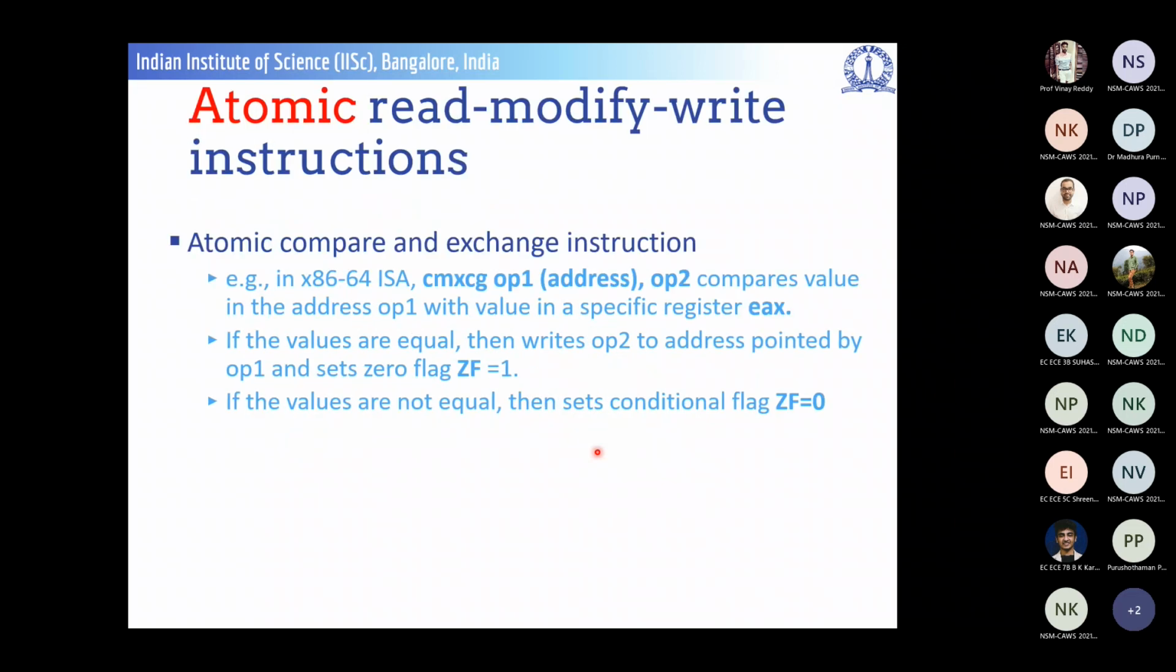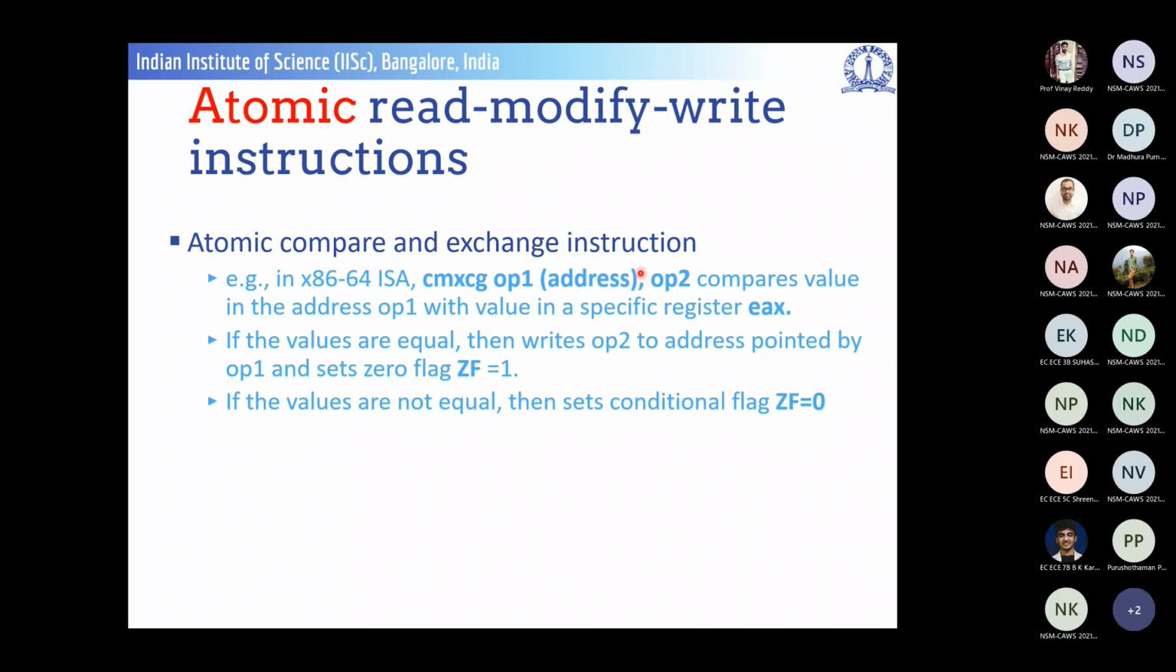One example commonly used of such atomic read-modify-write instructions, or RMWs, is the compare-exchange instruction in the x86 ISA. This is a complicated instruction semantic, so let me read to you what it means.